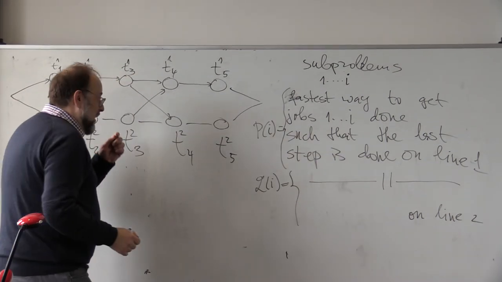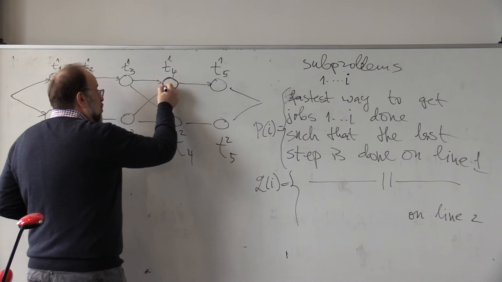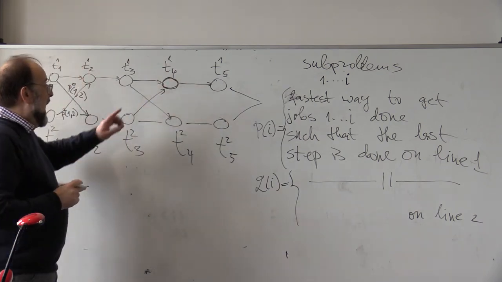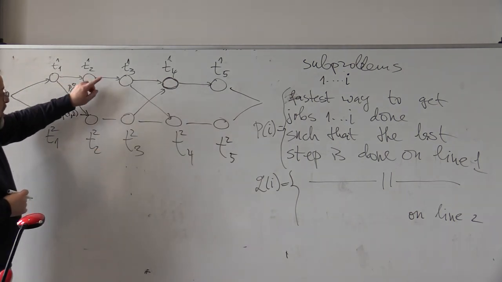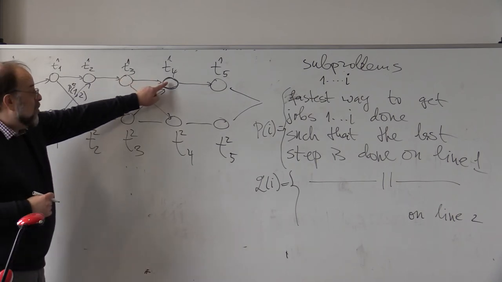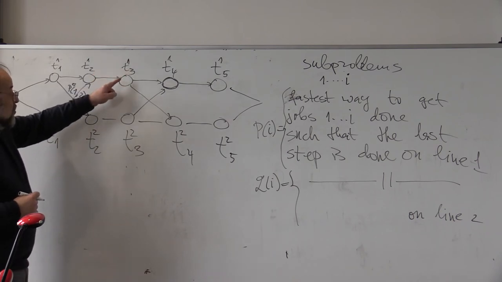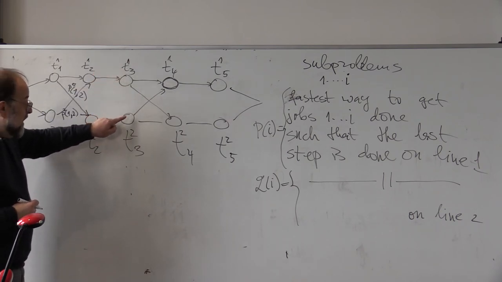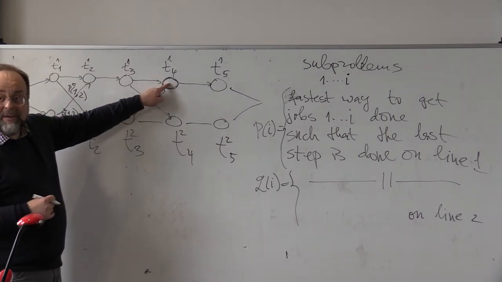So how do we get the recursion? Well, to do the first four jobs and end up here will be whatever is faster: to do all the first three jobs, ending up here, and continuing straight here, or to do the first three jobs ending on the other line, and then transporting and finishing the job here.